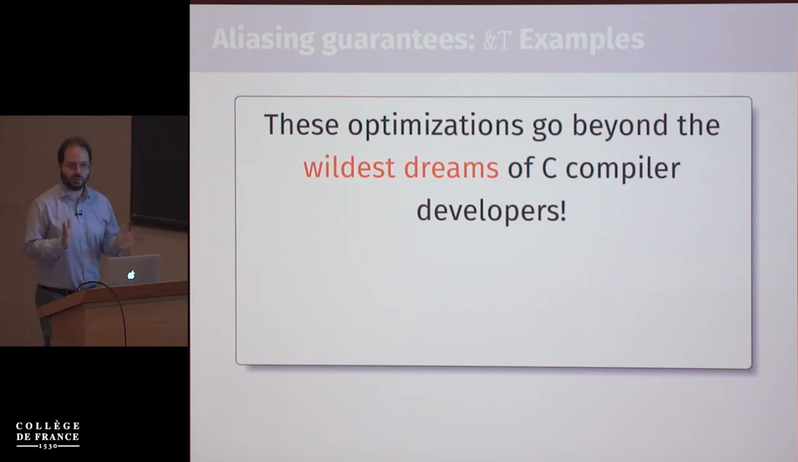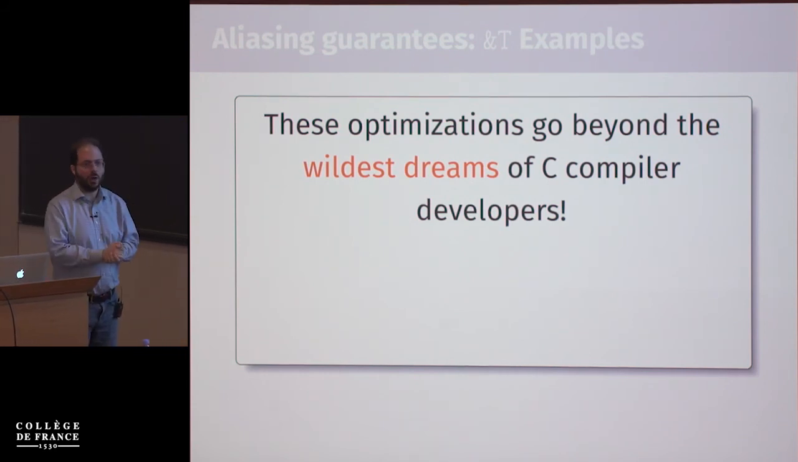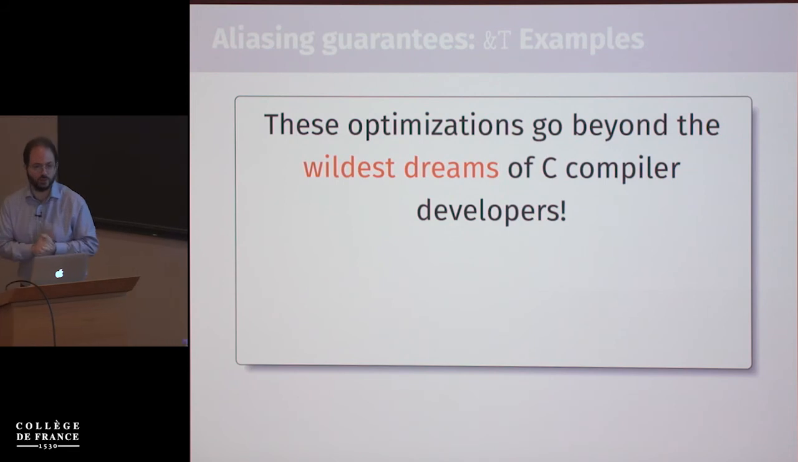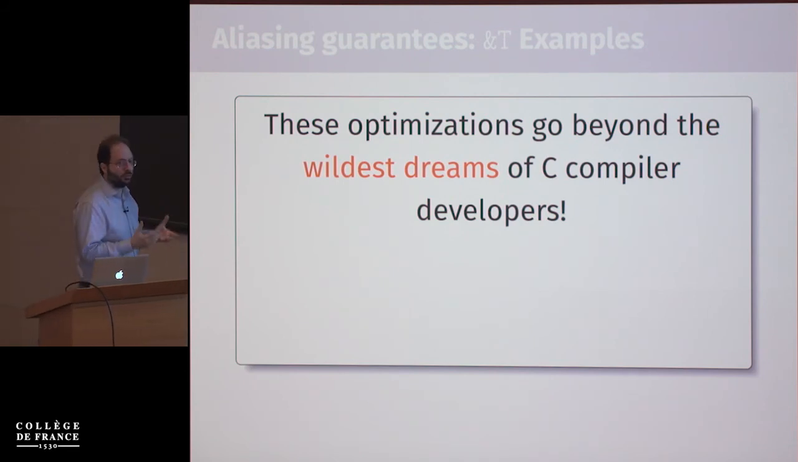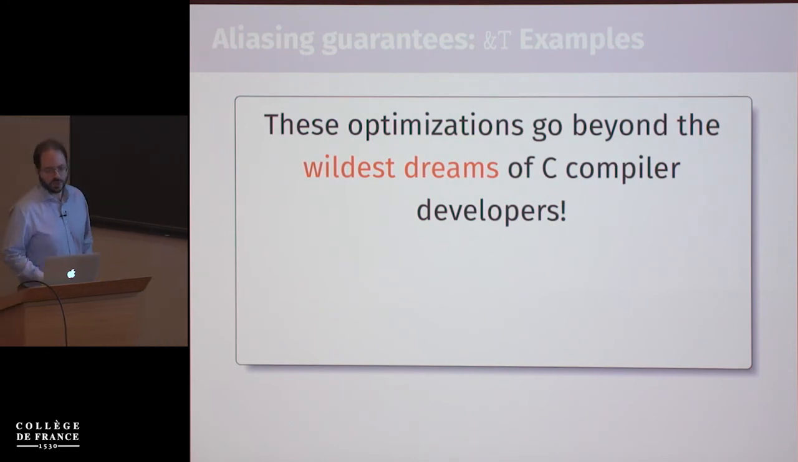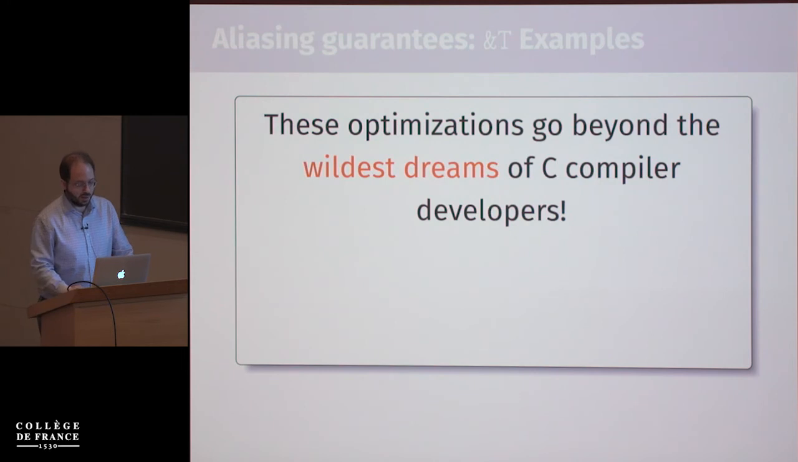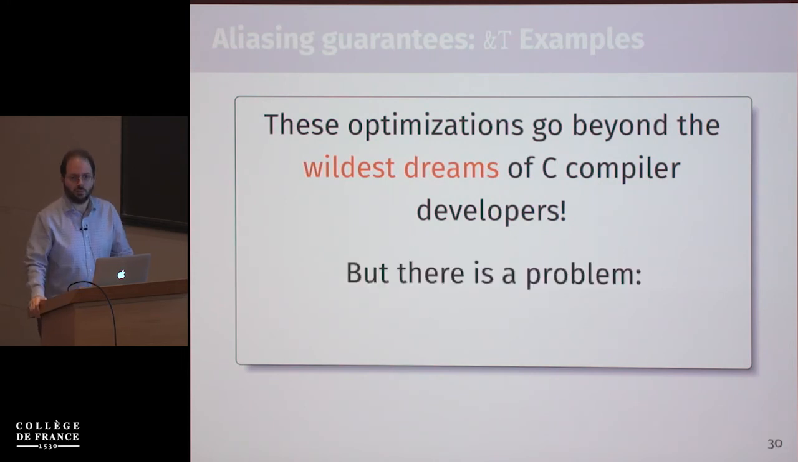This has not been tested yet, right? But this kind of optimization is like the wildest, beyond the wildest dreams of a C compiler developer, right? This is an intra-procedural optimization that's based on this very strong information you're getting from the types. So this is something you could never do in almost any other language that I can think of. But there's a problem, okay?